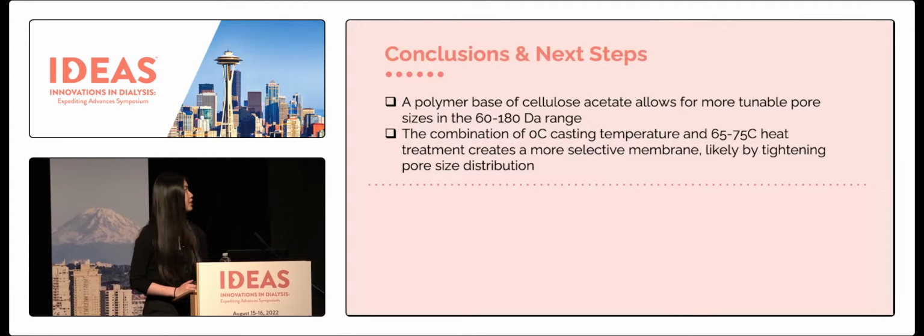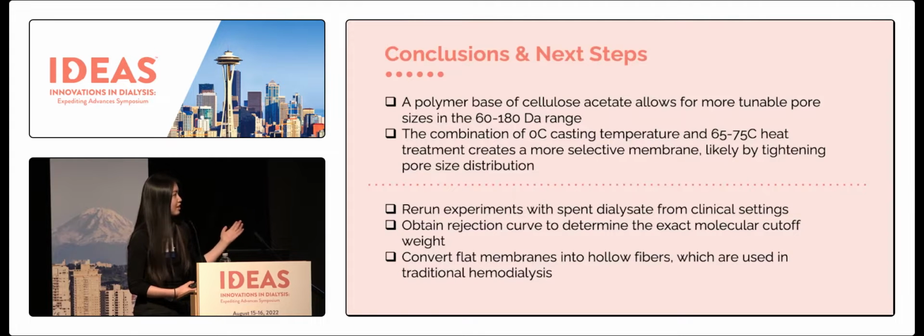So going through the conclusions, we know that based on these experiments that cellulose acetate polymer base allows for more tunable pore sizes in the 60 to 180 Dalton range. We know that the combination of a 0 degree casting temperature, which is essentially just a slide temperature and a bath temperature, along with the heat treatment between 65 and 75 degrees, is able to create a more selective membrane. So that means that the pore sizes are very tight and in the range that we want them to be.